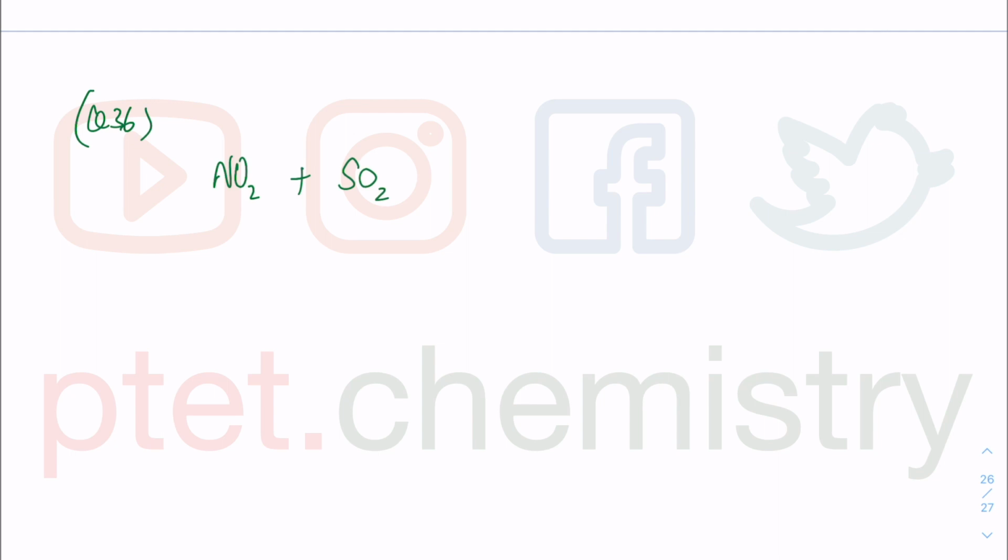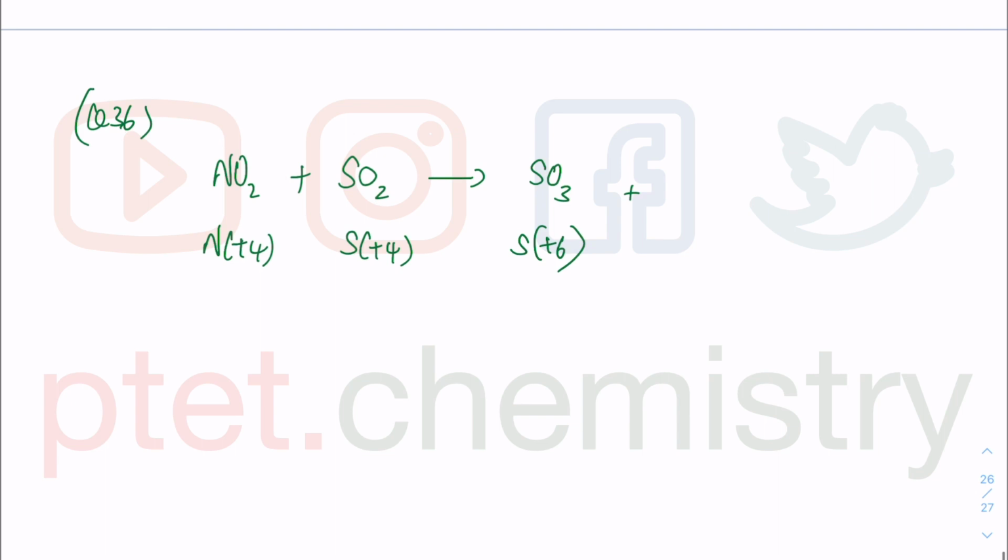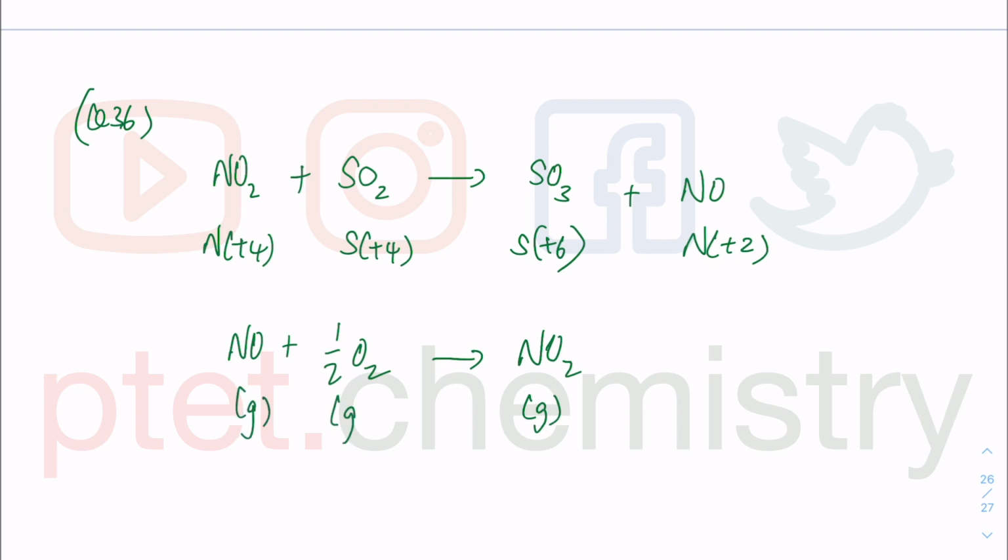NO2 can react with SO2. This is sulfur plus 4, this is nitrogen plus 4. The SO2 can go to SO3, so there's sulfur plus 6. So this thing gets oxidized by an oxidizing agent, and the oxidizing agent itself gets reduced to give you NO, which is like this. This is a classic equation, all right? And the NO can be regenerated, the NO2 can be regenerated by oxidizing the NO in the presence of oxygen.